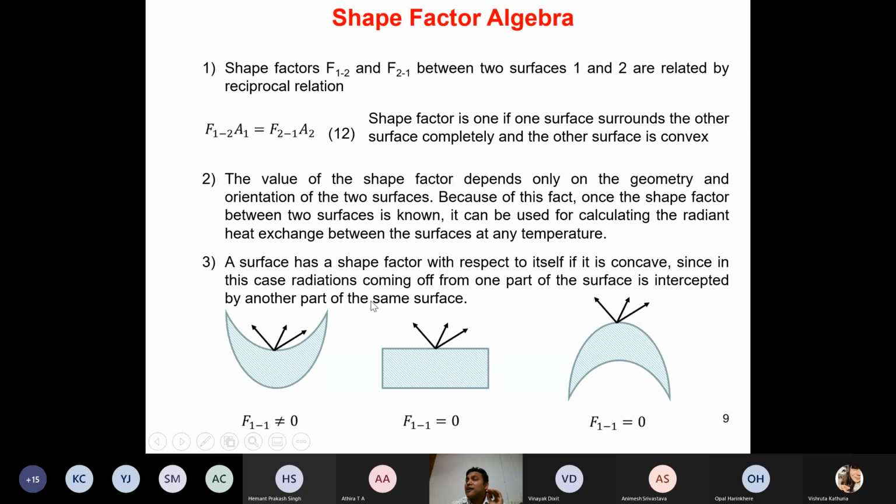But if the surfaces are flat or convex like this, there is no way that the radiation emitted from one location on the surface will be intercepted by another location. That possibility is not there. So in such cases the shape factor of a surface with respect to itself is 0. So F11 is 0 here, but in the concave case, F11, the shape factor of surface area A1 with respect to itself, is not 0. Is it clear to all?